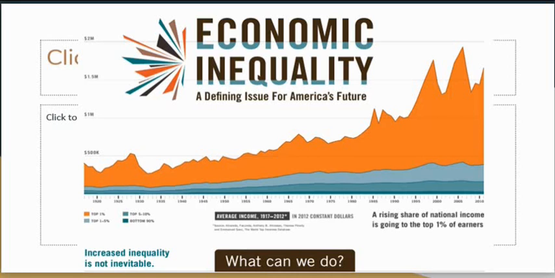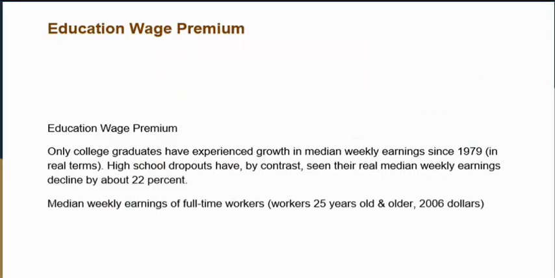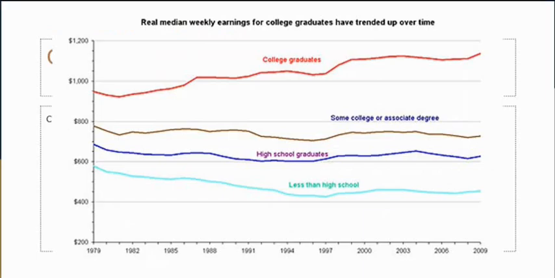We could also talk about the education and wage premium, because only college graduates have experienced growth in median weekly earnings since 1979 in real terms, and high school dropouts have, by contrast, seen their real median weekly earnings decline by about 22%. As we can see in the graph, there is a big gap between the wages of college graduates and those with high school or some college or an associate degree. So there is high inequality in society and also in wages.